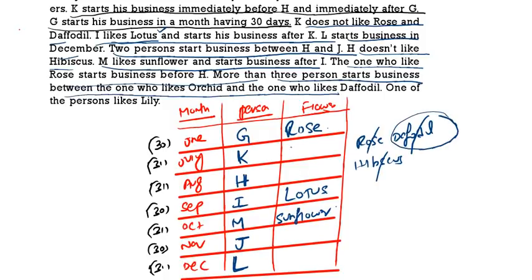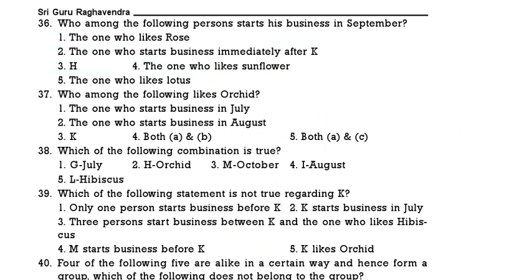Since K is not daffodil, you can take this one as orchid. More than 3 persons means 4 persons are there between orchid and daffodil, so the last one is daffodil. H is not hibiscus, so J will be hibiscus. Then we have lily, H is for lily. So this is the puzzle: June G rose, July K orchid, August H lily, September I lotus, October M sunflower, November J hibiscus, December L daffodil.